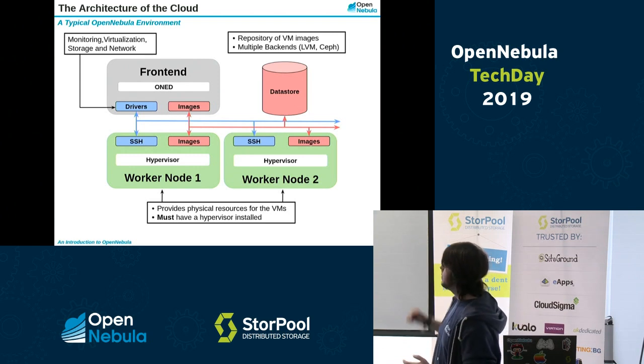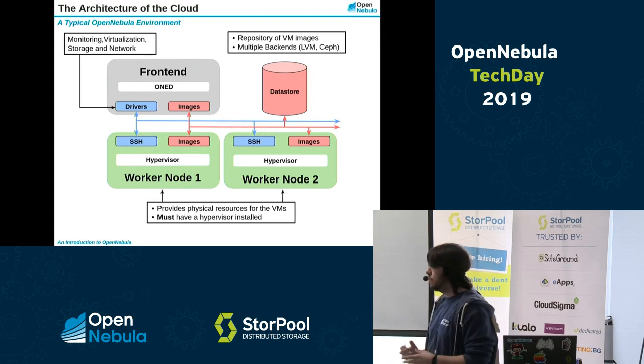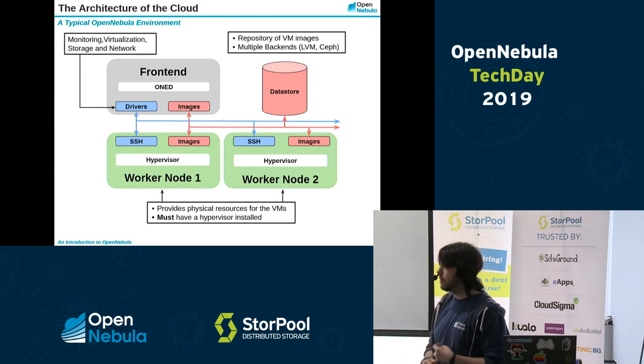And then we have the data stores, which are the storage for OpenNebula. There we have the repository of all the images, files, etc. We support multiple types of backends, Ceph, LVM, etc.